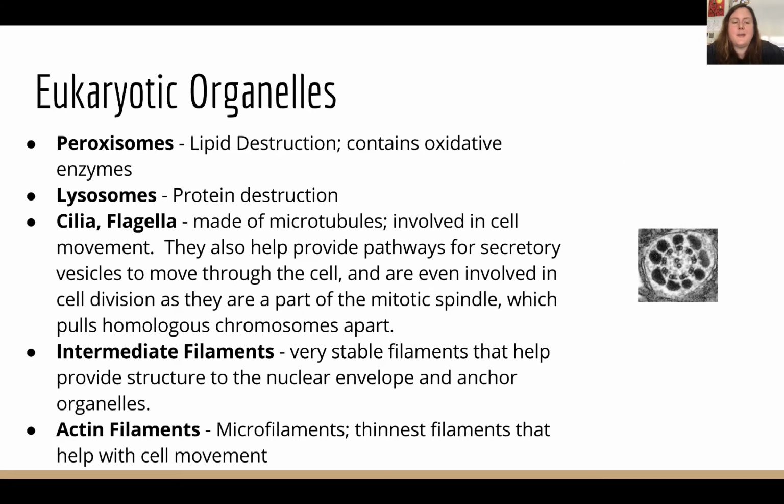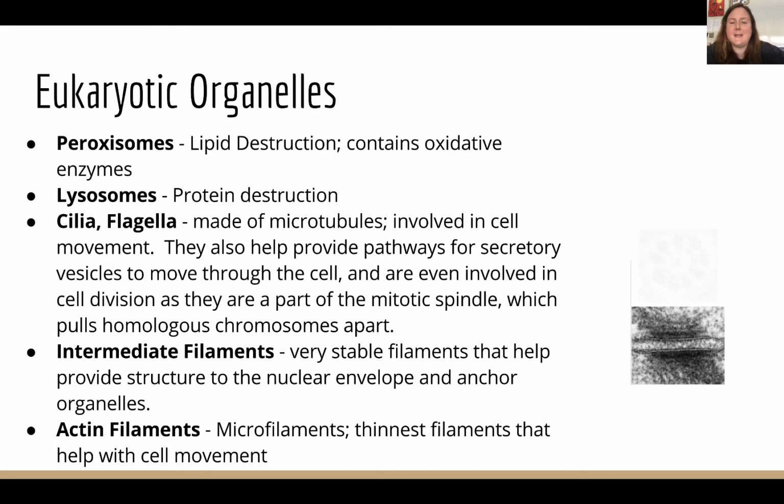Next are three different types of tubing within your cells. The cilia and flagella are examples of microtubules, and they're the biggest types of tubing or structure support in your cells. They're involved in cell movement, and they help provide pathways for secretory vesicles to move through the cell. And they're even involved in cell division as they're a part of the mitotic spindle, so during mitosis when homologous chromosomes get pulled apart. We'll learn more about this later this school year.